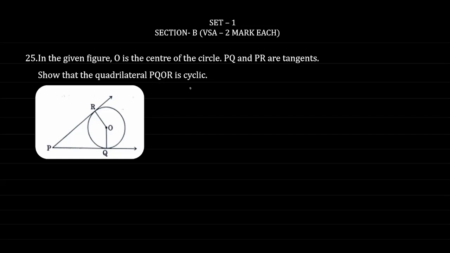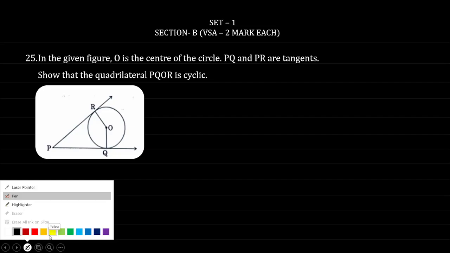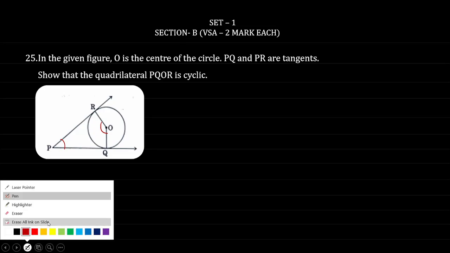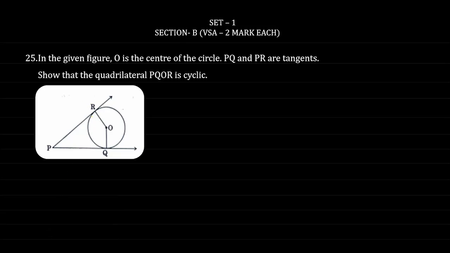Okay, so what is the property of a cyclic quadrilateral? We know that in a cyclic quadrilateral, the opposite angles are supplementary. Okay, so what we have to prove in this question is these two opposite angles, this one and this one, are supplementary angles, which we have seen in some of the questions previously. Now let's see how we prove it. The proof is also very similar. Okay, we know that this OR is perpendicular, this OQ is also perpendicular, right? So we can write here OR is equal to OQ.